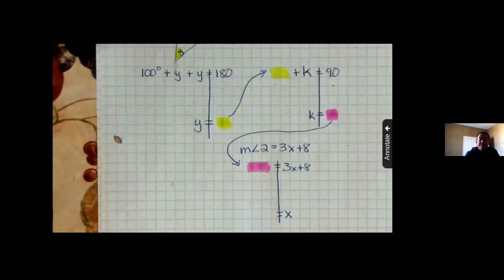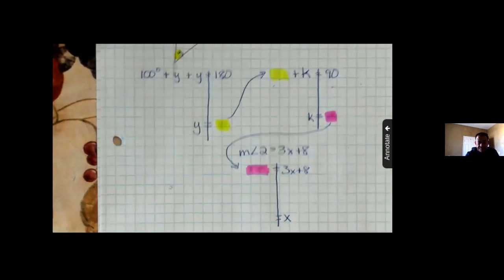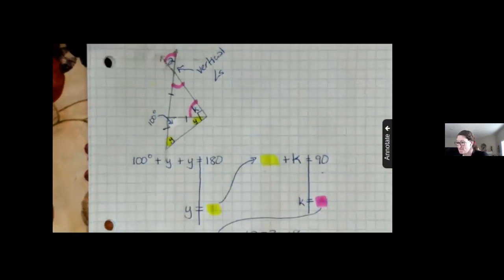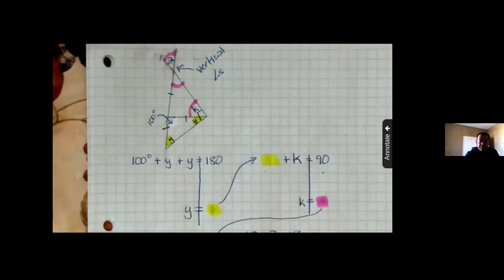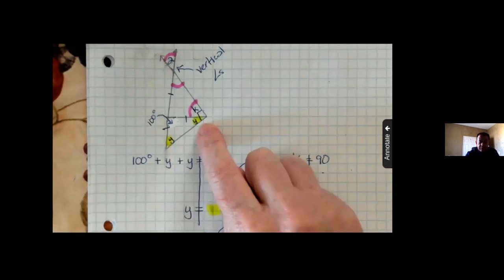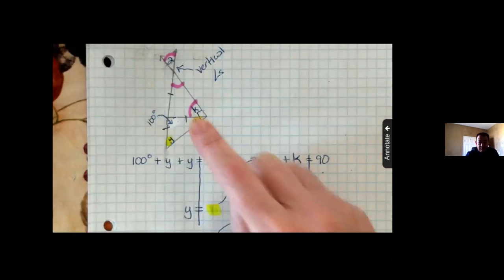Now in this case, the number they gave you is an easy number. Some of you are very smart, you can actually do the math in your head. Can you move your paper down a little bit, Tracy? For example, if you look at the bottom triangle, the 100 plus y should give you 180. So 100 plus what will give you 180?